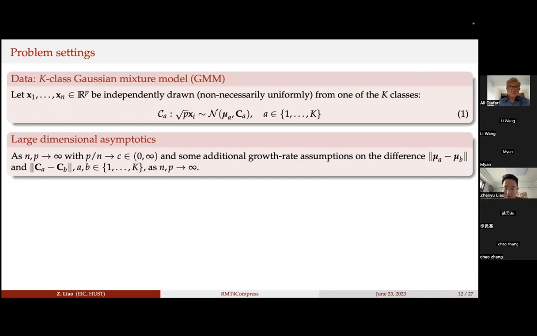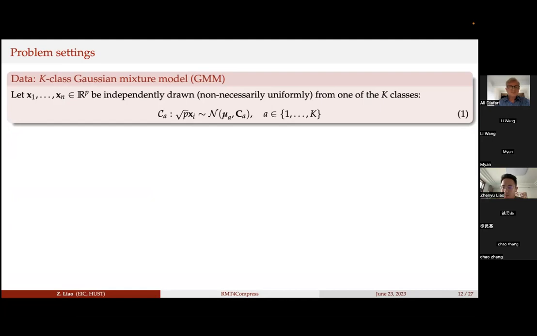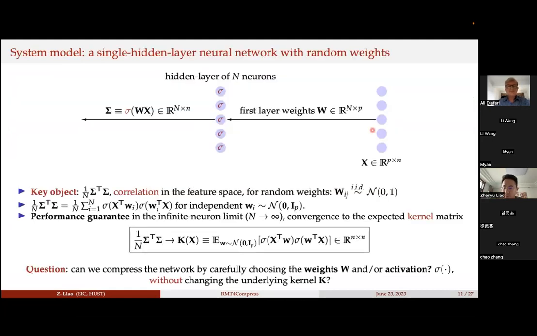Capital N. Here we do not have capital N. So there are two things. First, we start with the empirical correlation, sigma transpose sigma, which depends on W. And then we integrate this out. We take the expectation with respect to the distribution of W. In fact, this is the thing we get as capital N tends to infinity. So we no longer have this dimension capital N.